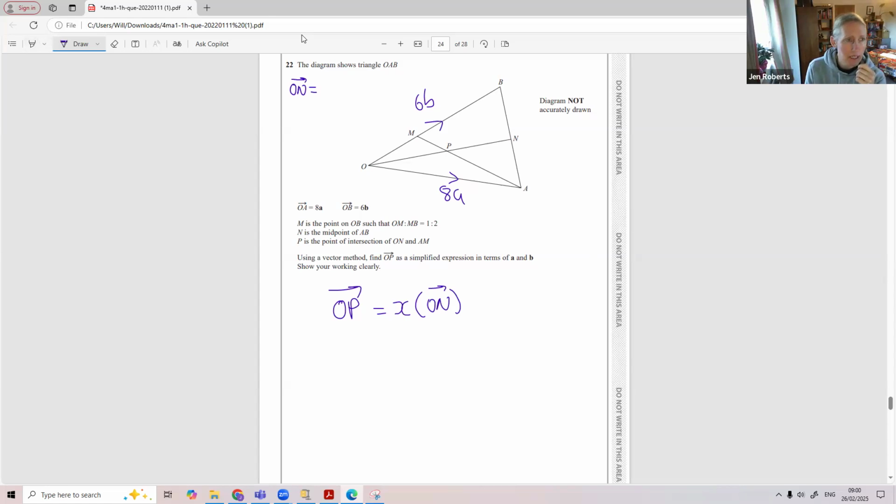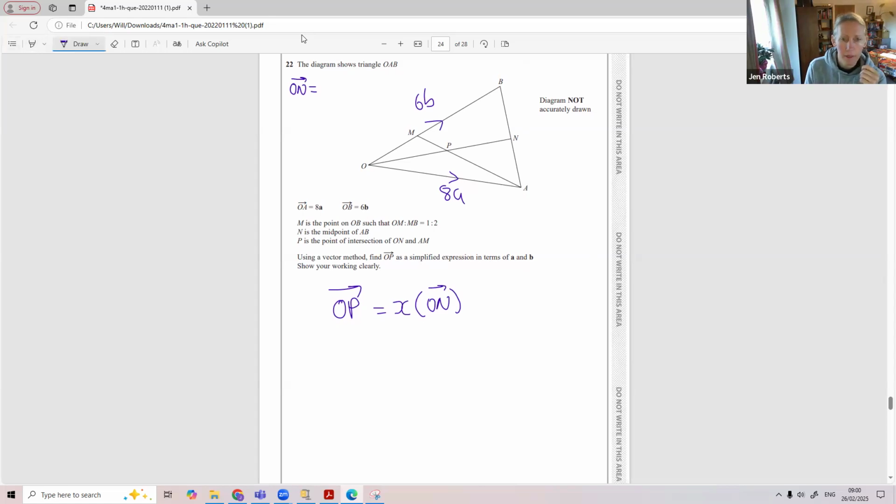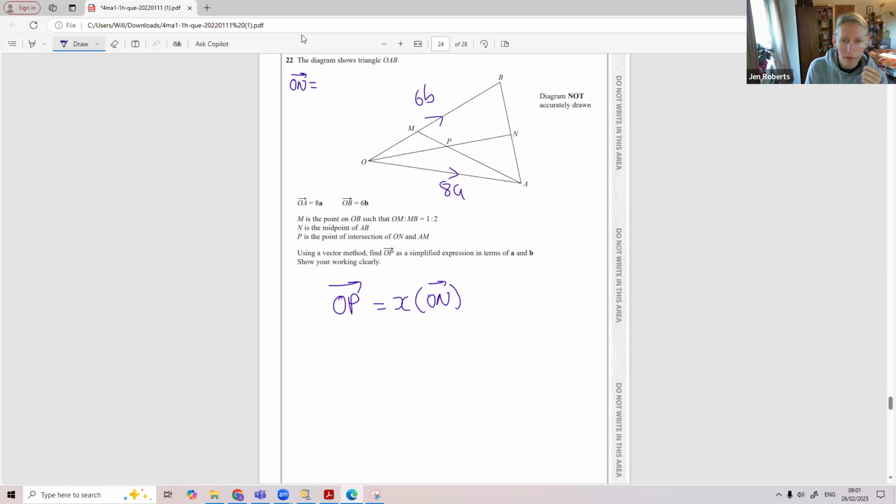For ON, we need BA first, because to get from O to N, it would be O to B plus B to N. And BN is halfway along BA. So let's get BA first of all. BA is quite straightforward. It's minus 6B plus 8A, because it's the wrong way through that arrow, the right way through that one.